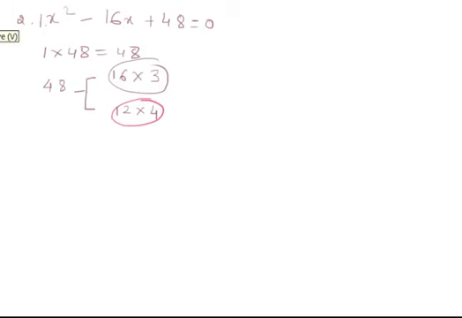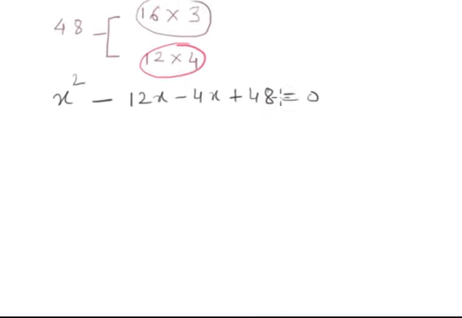So if you look at this equation, x squared minus 16x plus 48 can be expressed as x squared minus 12x minus 4x plus 48 equals 0.